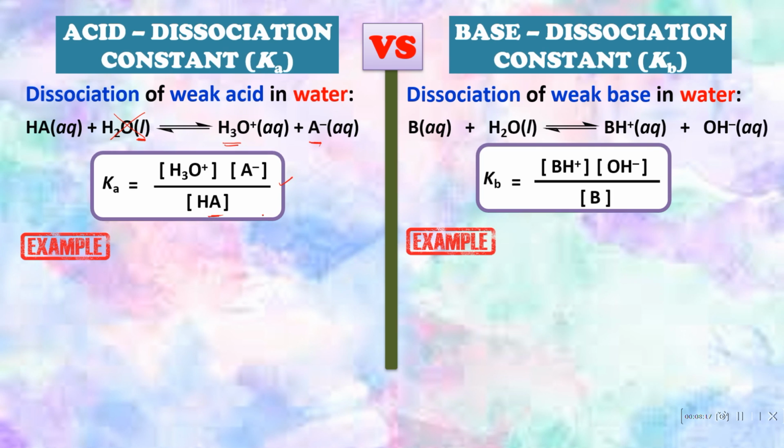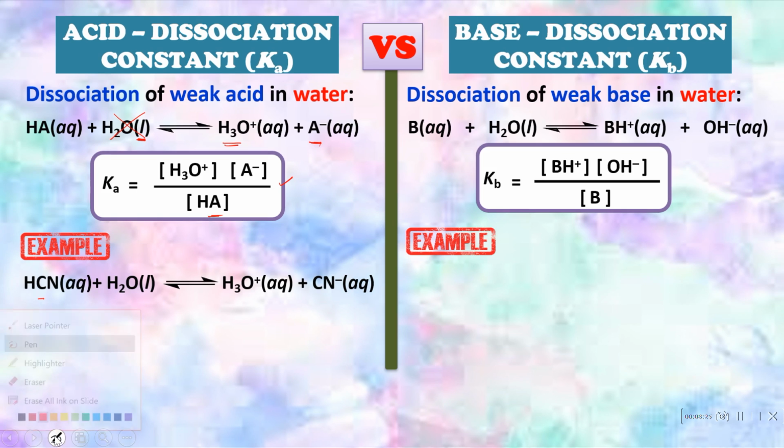For example, HCN dissociates in water. HCN is one example of a weak acid, so it will not dissociate 100%. So you have to use this reversible arrow here. The acid will donate a proton to H2O and become H3O plus aqueous, and produce the anion CN minus aqueous. Now, how do we write the Ka expression?